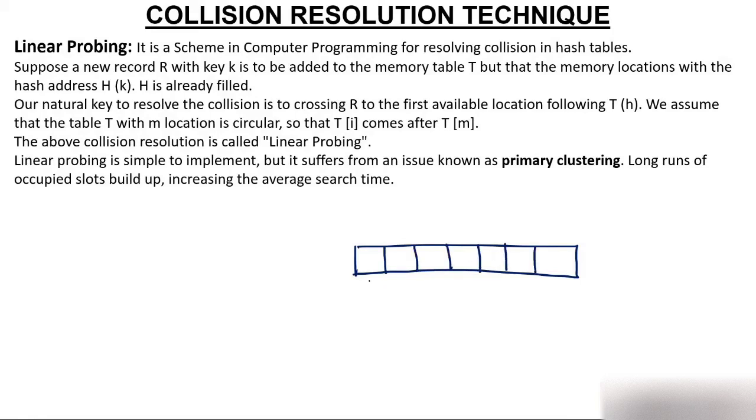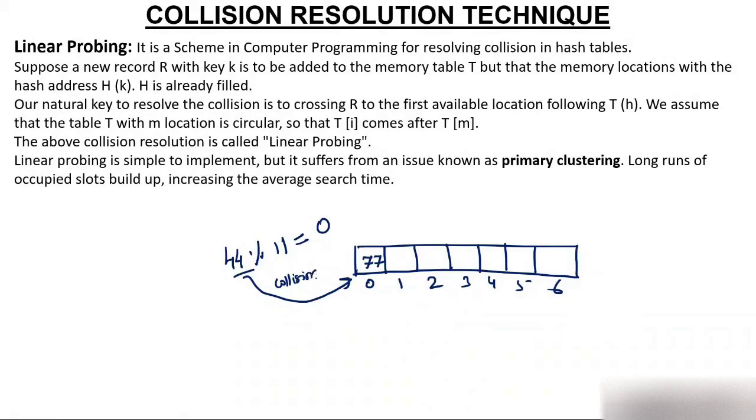As we have already discussed, the positions are 0, 1, 2, 3, 4, 5, 6. Suppose position 0 is already occupied by 77, and on applying mod 11 to 44, we again get 0. So 44 will try to come to this place, but it is already occupied. So this is a collision.